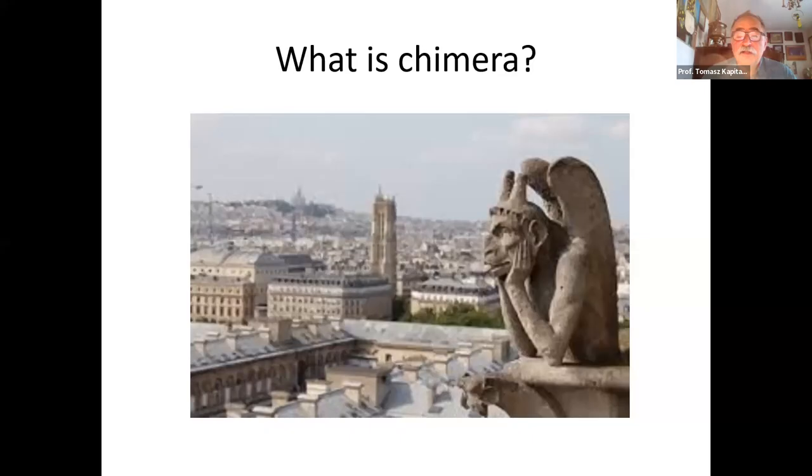Mirrors on the roofs of the old buildings all over the world, not only in Europe. This particular chimera is not a very good chimera because chimeras were located on the roofs just to protect the building from fire, from storms, and so on. This chimera is not so good because it was located on the roof of Notre Dame Cathedral, which burned, as you know.